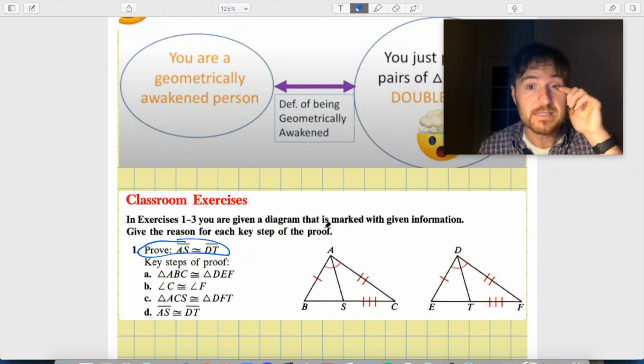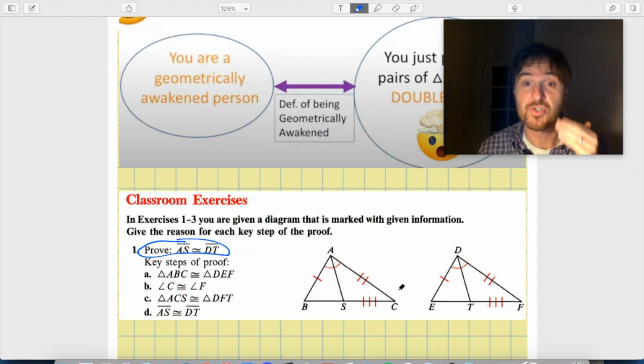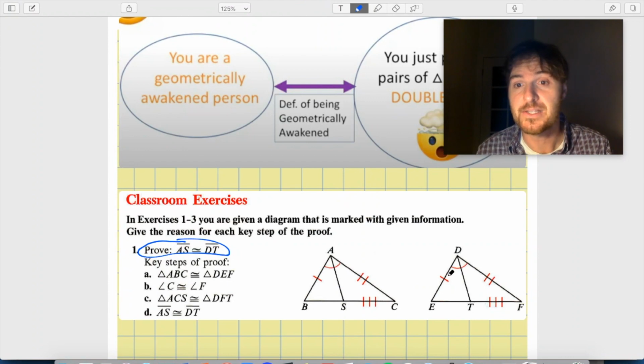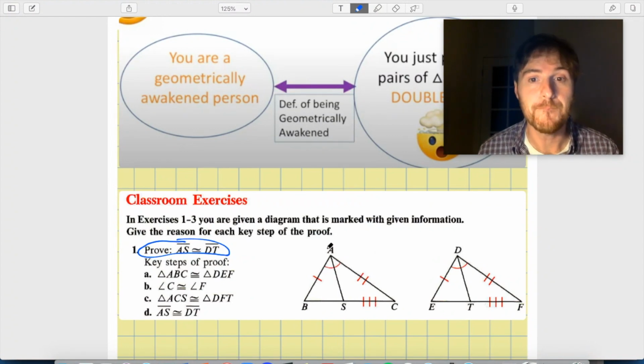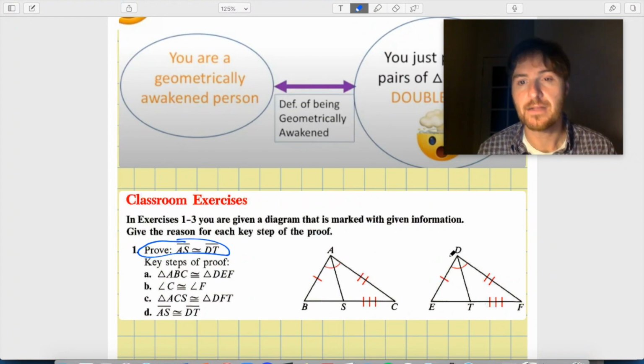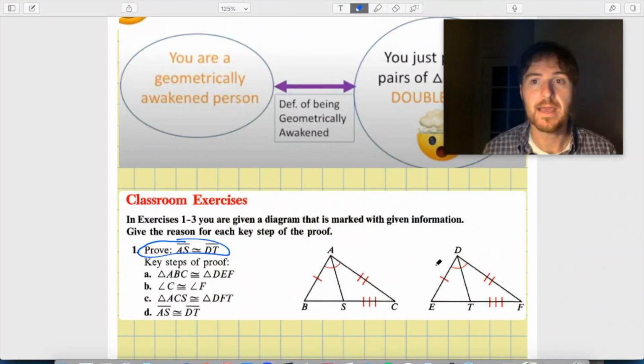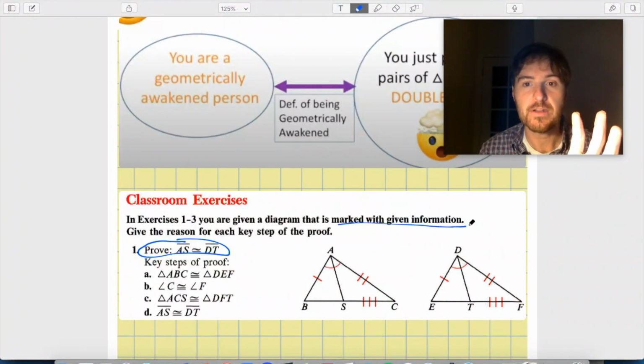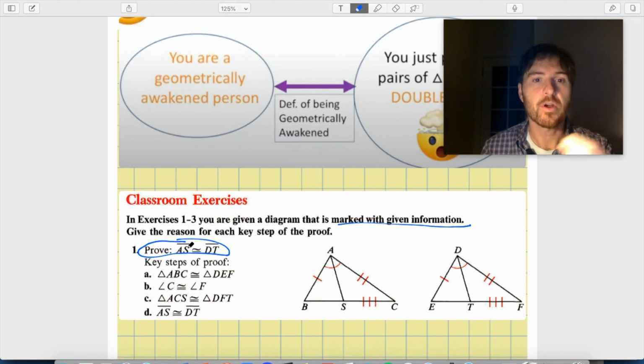Anyways, you're given a diagram that's marked up with given information. So we know that segment AB is congruent to segment DE. We know that length AC equals DF. We know that this whole larger angle here, this is a little bit confusing the way they mark this up, angle BAC is congruent to angle EDF. We know that length SC is equal to length TF. Okay, so we're marked up with given information, and now we're going to prove something.